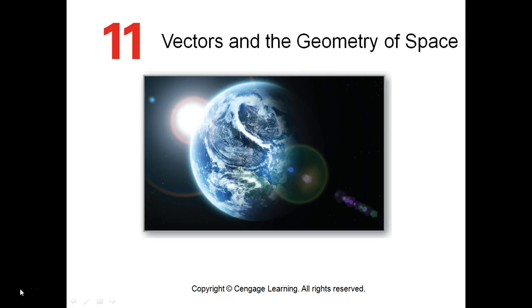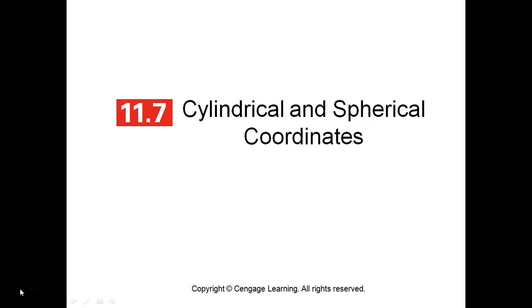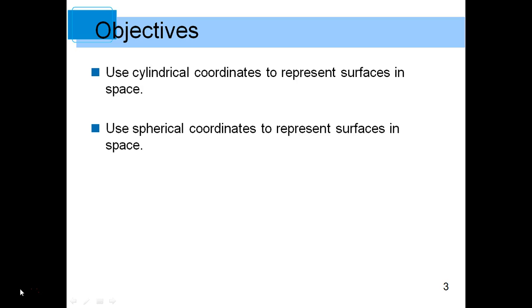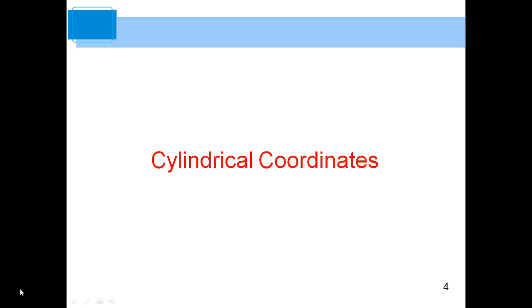Today we're going to continue looking at vectors and the geometry of space. Specifically, we're going to be looking at cylindrical and spherical coordinates. We're going to look at how to swap those coordinates from cylindrical to rectangular, vice versa. Same thing with spherical, and even cylindrical to spherical, and what those surfaces look like in space.